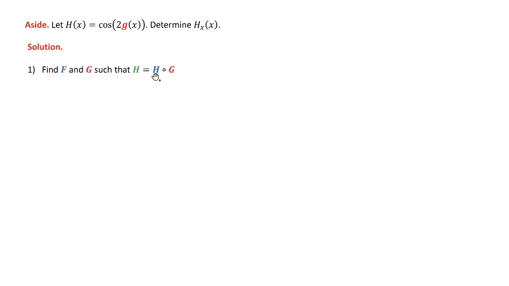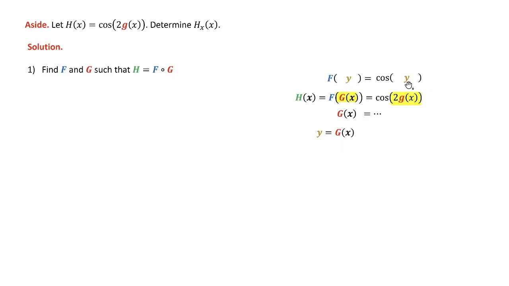So I have a typo here. I see f of g, and I fixed it here. So H equals f of g. What are we going to take g to be? Take 2g. So that's going to be my y. And so my f of y is going to be cosine. So I'm going to have f of y equals cosine y.